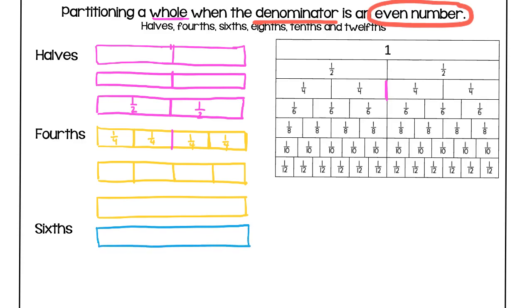Make sure it's the same size as the ones above. We're going to draw our whole, and the first thing we're going to do is say, all right, well, sixths still need to have a half. Because it's an even number, we can split it in half. So I'm first going to split my whole into halves.